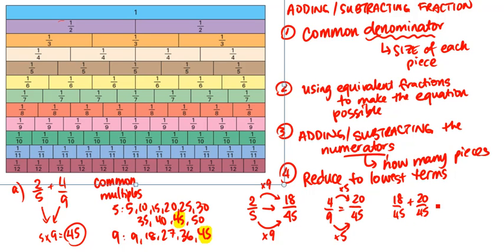Because they are now the same size, I can now add them properly, and 18 plus 20 is 38 over 45, since the size of the piece is still 45 pieces in the total bar. This I can now reduce if there's a common factor. And the common factor between 38 and 45 is only 1. So this is my fraction in lowest terms. So the answer to 2/5 plus 4/9 is 38 over 45.